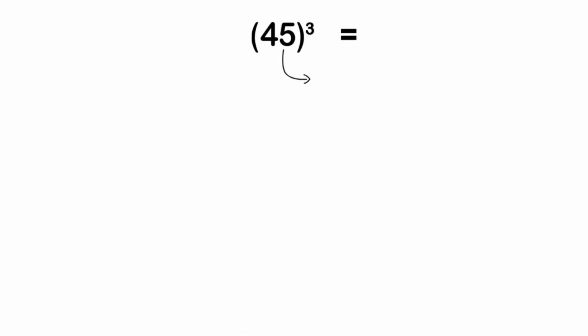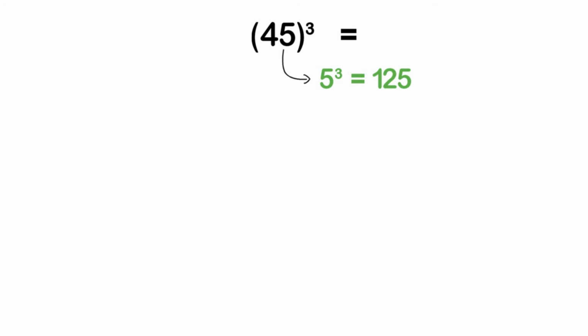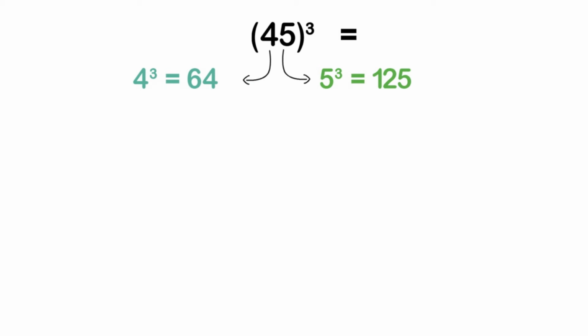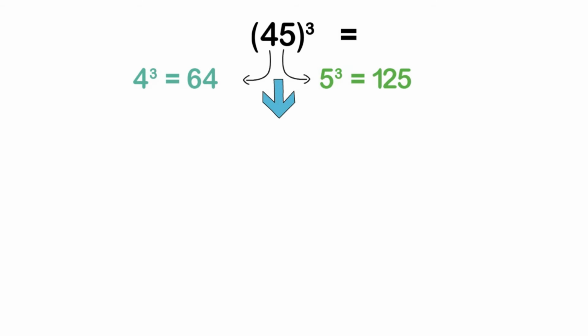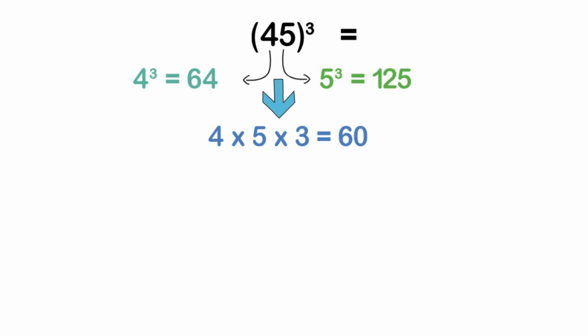Now let's try 45 using the same trick. Let's start from the right side where we have 5. So 5 cube equals 125. 4 cube equals 64. Then the product of the middle part, which is the original number 45, and remember the cube. So 4 multiplied by 5 multiplied by 3 equals 60.